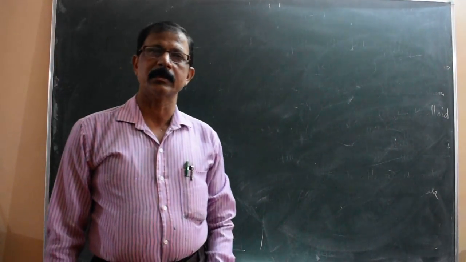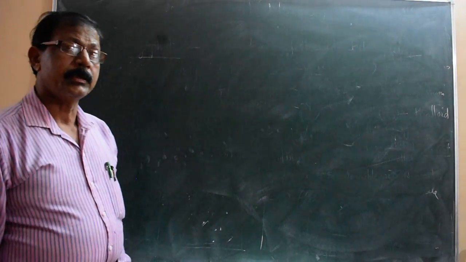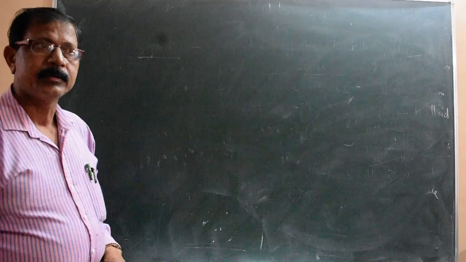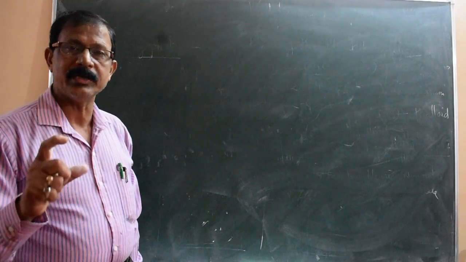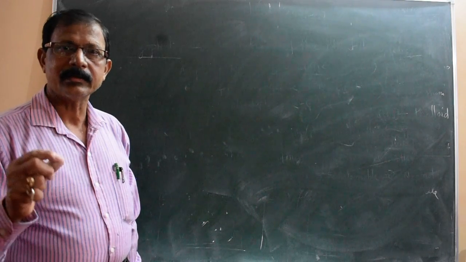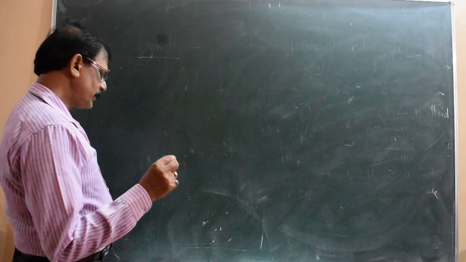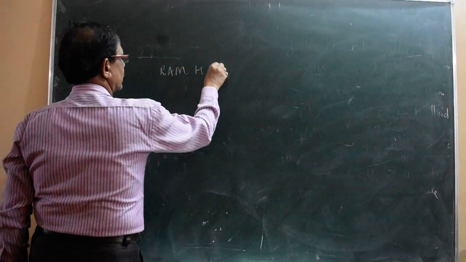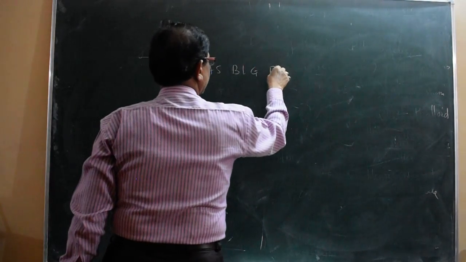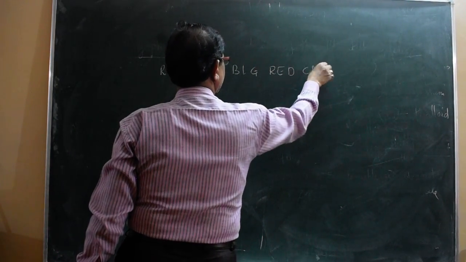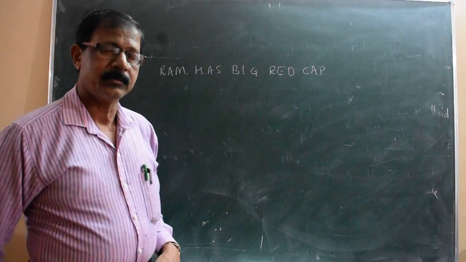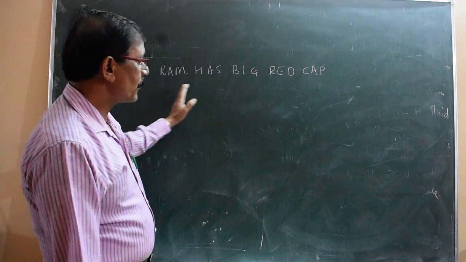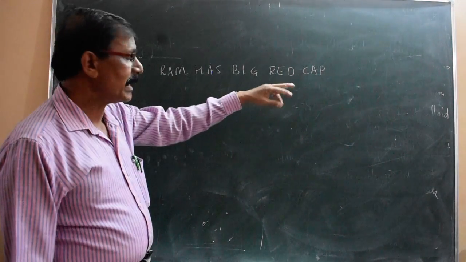Okay, students, in the previous class we stopped at the genetic code and the mutation. When I was explaining the insertion of bases, the last thing written was "RAM has big red cap." You can once again see the last 5 minutes of the previous class, and then I have continued here. RAM has big red cap.